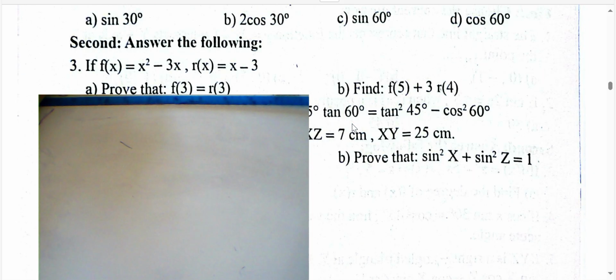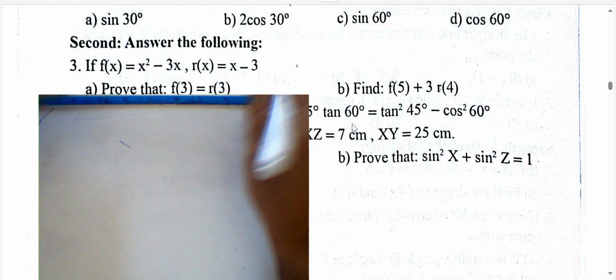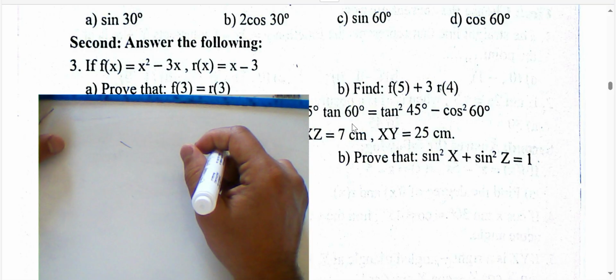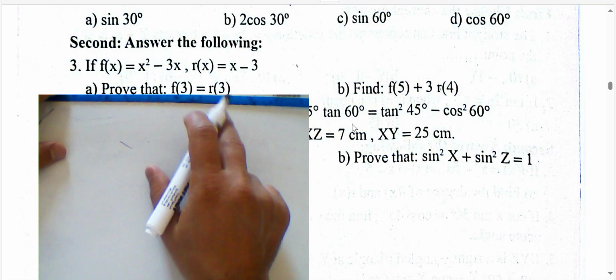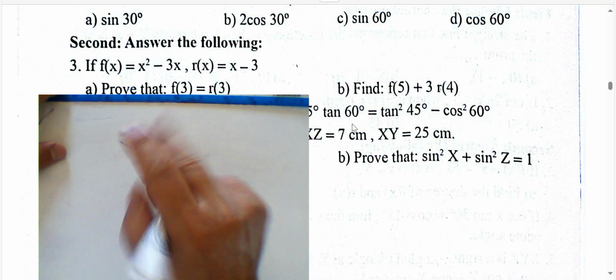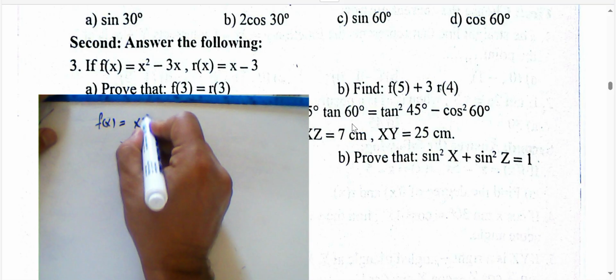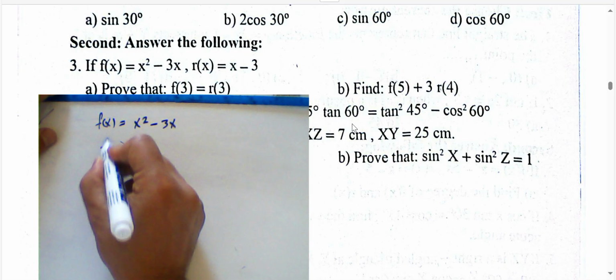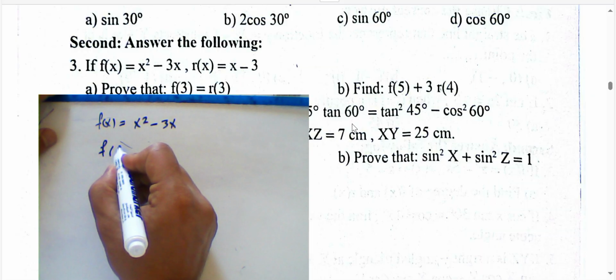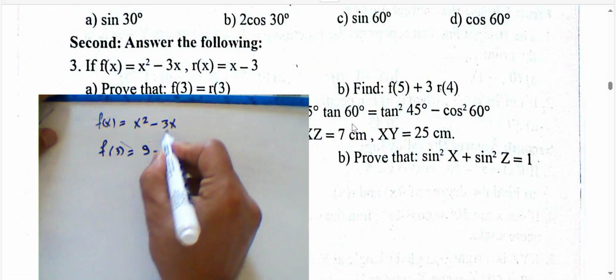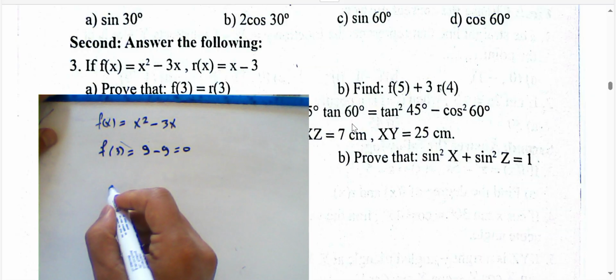If f of x equals x power 2 minus 3x and r of x equals x minus 3, prove that f of 3 equals r of 3. We have two functions. We start with the function f of x equals x power 2 minus 3x. Then f of 3 equals 3 power 2, which is 9, and 3 times 3 is 9, so 9 minus 9 equals 0.